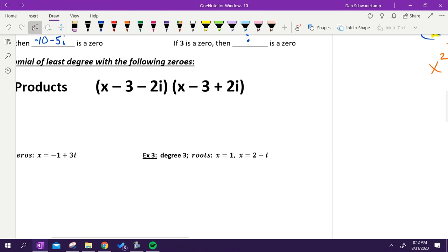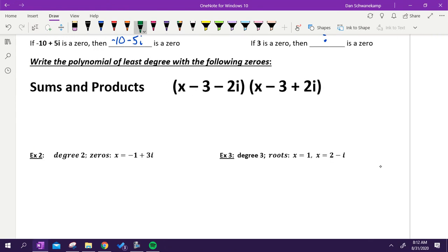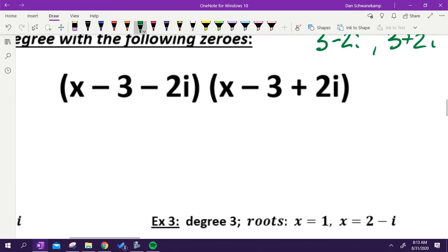Okay? So let's say you had zeros of 3 minus 2i and 3 plus 2i. You would write the factors like this: x minus (3 minus 2i) and x minus (3 plus 2i). Super yucky. If I asked you to FOIL that together, you could. Please, please don't do this. But let me show you.